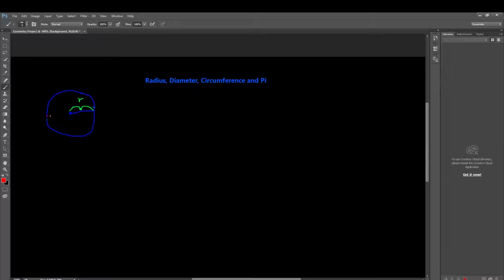So let me draw it out here. This is the diameter. So now we know that diameter is double the size of the radius, and so we can also write it out as d equals 2r.